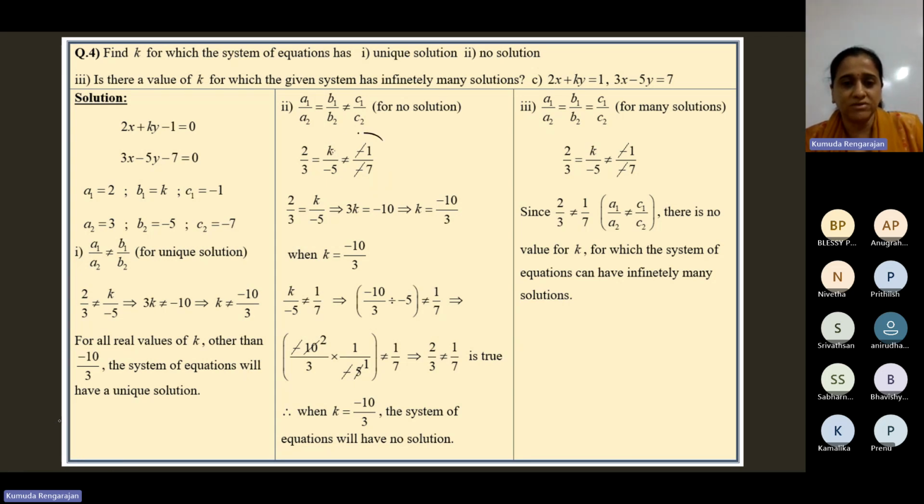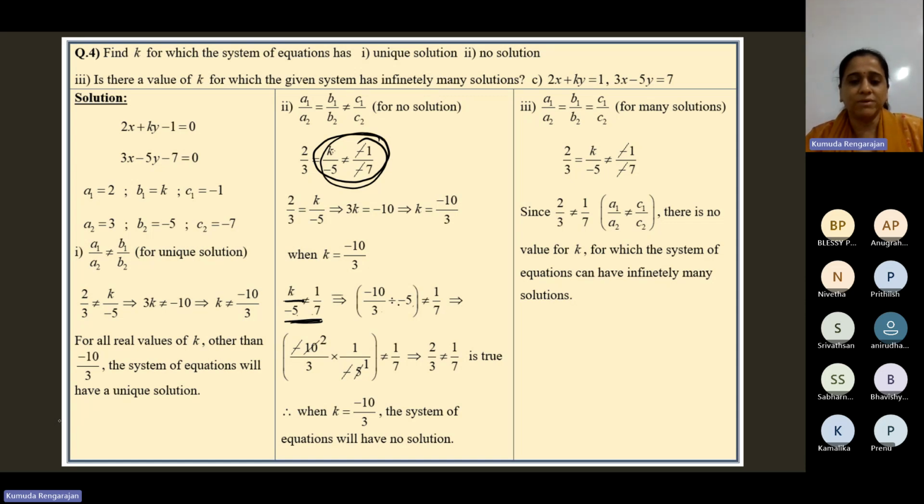So take up this part. See, this part is what you see here. K by minus 5 is not equal to 1 by 7. Okay, this implies what is k? Minus 10 by 3 divided by minus 5. I've taken this part, children. So when k is minus 10 by 3, this part implies k is minus 10 by 3, then divided by minus 5. So divided by minus 5 is not equal to 1 by 7.